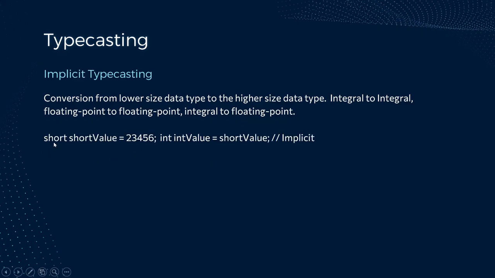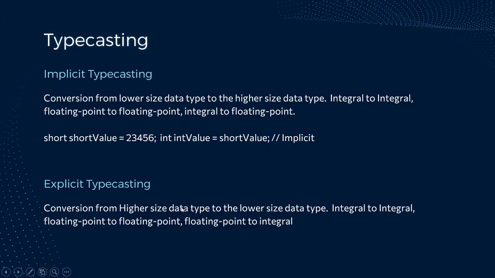Here you can see one example like short, and then the variable name is short value, and we have stored one value, and I want to convert this short value into integer. So what I will do here, I will take int and then the variable name and is equal to short value. So this is called implicit because here the short value is the lower data size and we are converting it into higher one, that is the integer one. So this is called implicit typecasting.